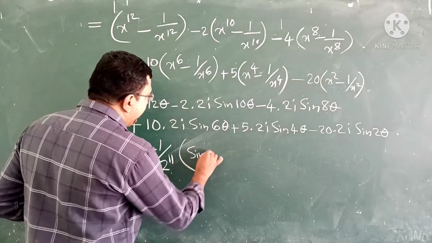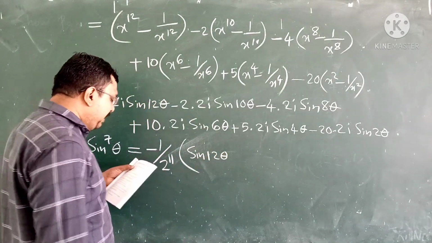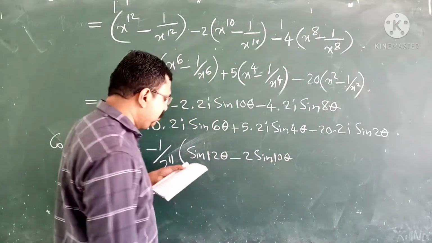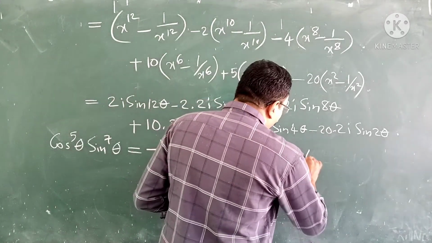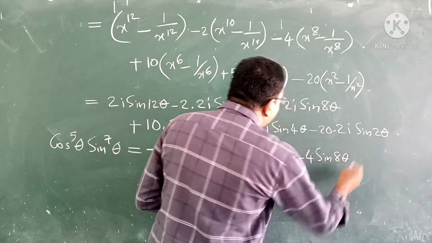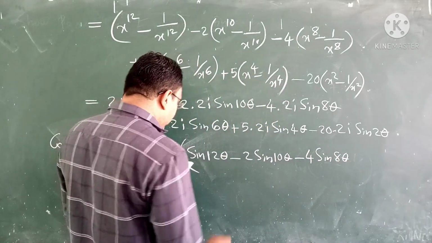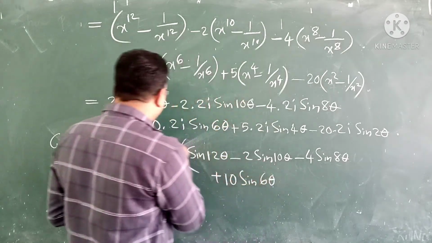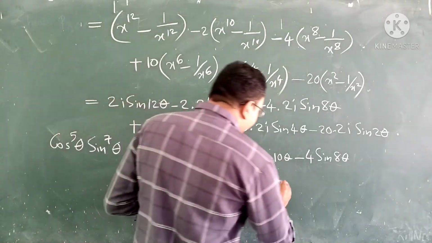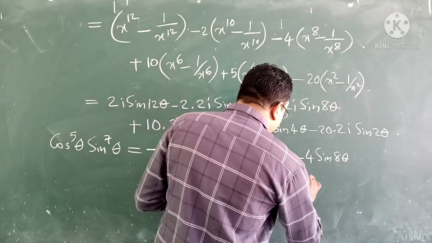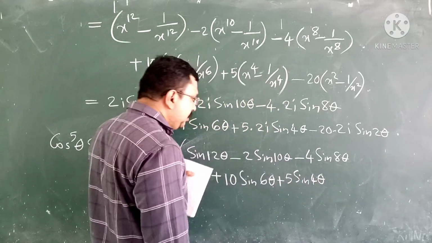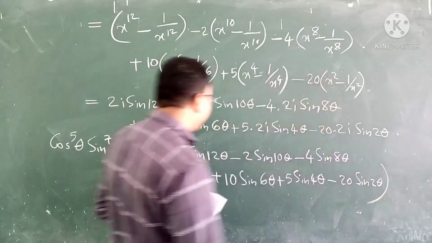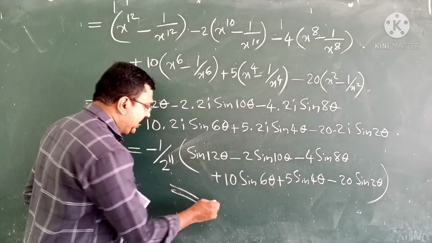sin 12 theta minus 2 sin 10 theta minus 4 sin 8 theta plus 10 sin 6 theta, here is next plus 5 sin 4 theta minus 20 sin 2 theta, the whole bracket. Okay, this is our final answer.